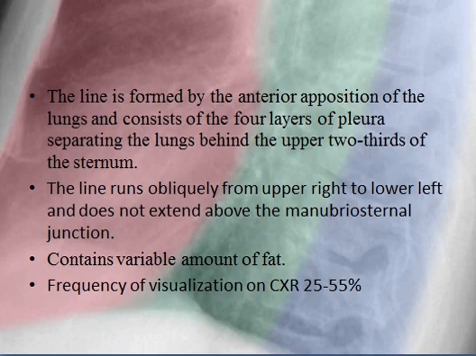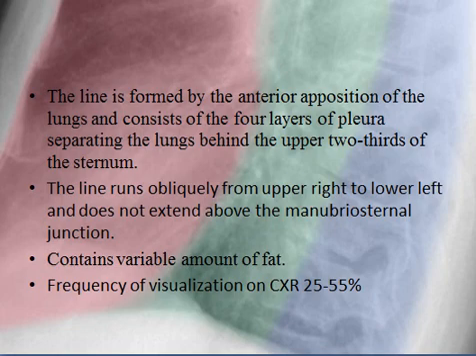The anterior junctional line is formed by the anterior apposition of the lungs and consists of 4 layers of pleura, separating the lungs behind the upper two-thirds of the sternum. The line runs obliquely from above right to lower left and does not extend above the manubrio-sternal junction. It contains a variable amount of fat.